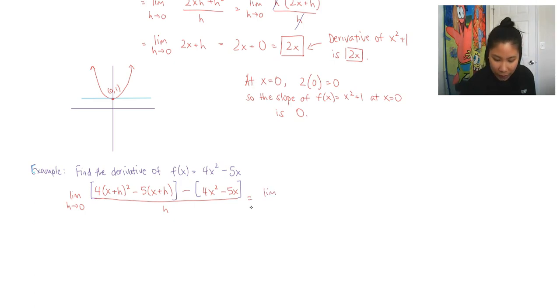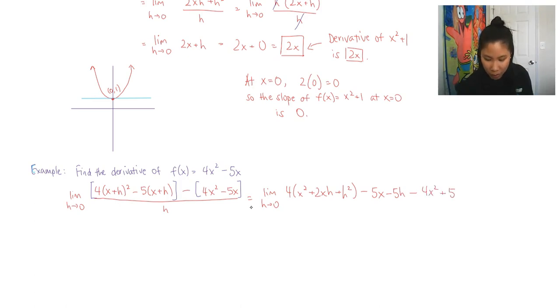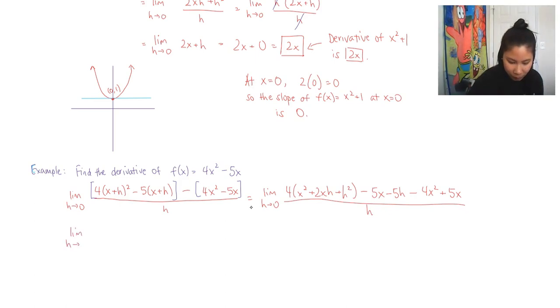So simplifying this out, I'm going to square the x plus h squared. So this will give me, when I FOIL everything out, x squared plus 2xh plus h squared minus 5x minus 5h is what I get from distributing that up. And then I'm going to distribute my negative for the 4x squared, now plus 5x. I'll divide by h. And then let me distribute out that 4. So 4x squared plus 8xh plus 4h squared, and then the rest of it.